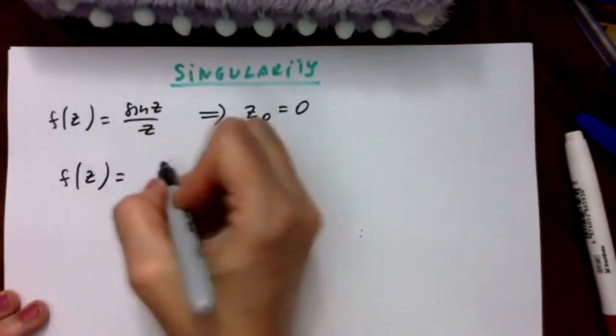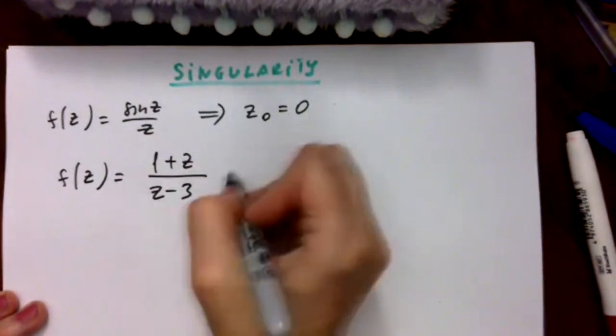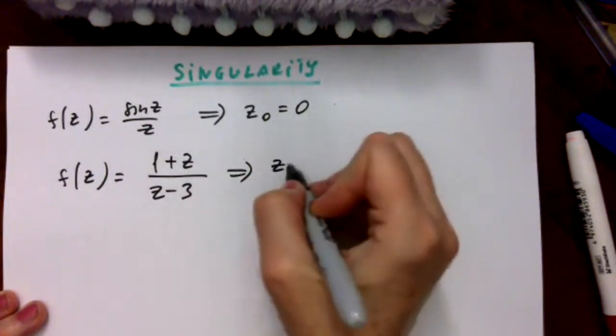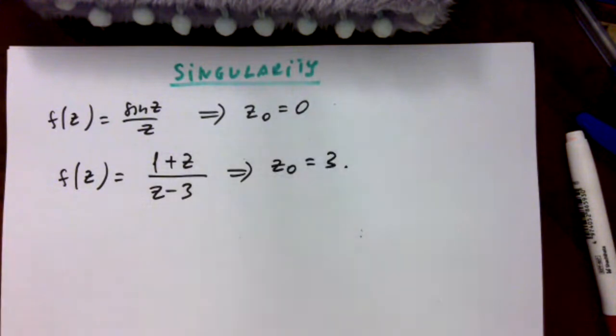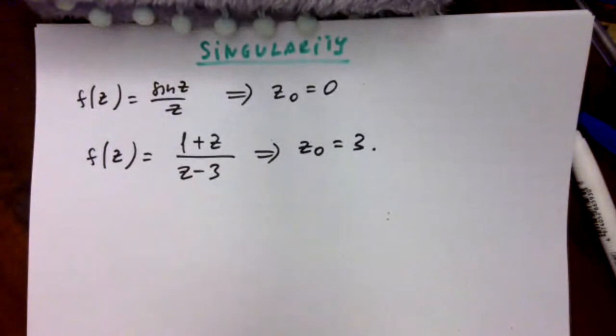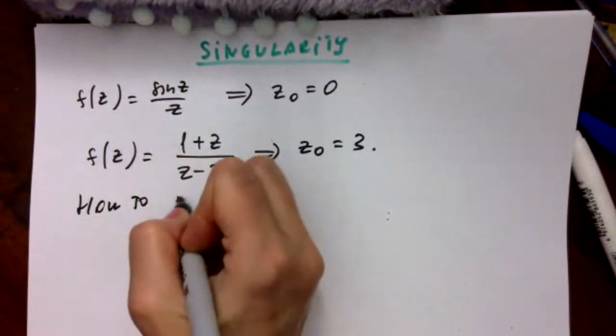Another example. For example, you have this fraction (1 plus z) divided by (z minus 3), where this function doesn't make sense at the point z is equal to 3. So this is your singularity point. That's how to determine a singularity point, nothing fancy. But now, how to determine their type?